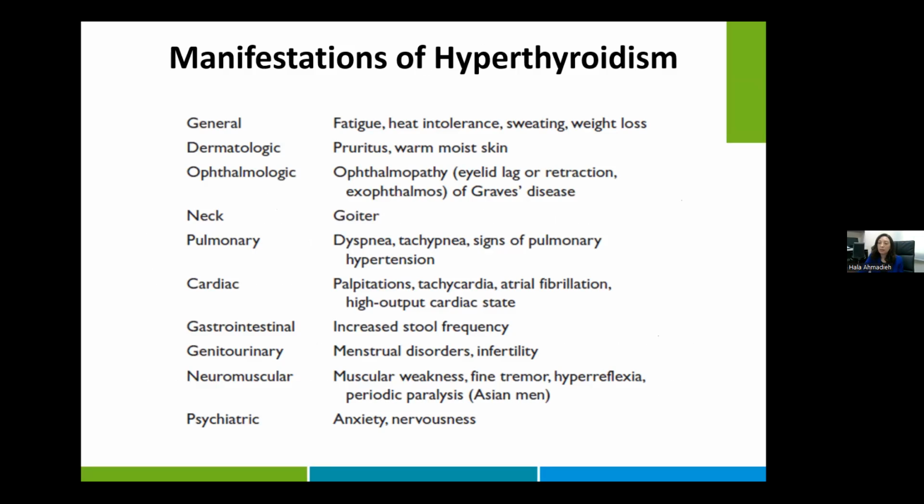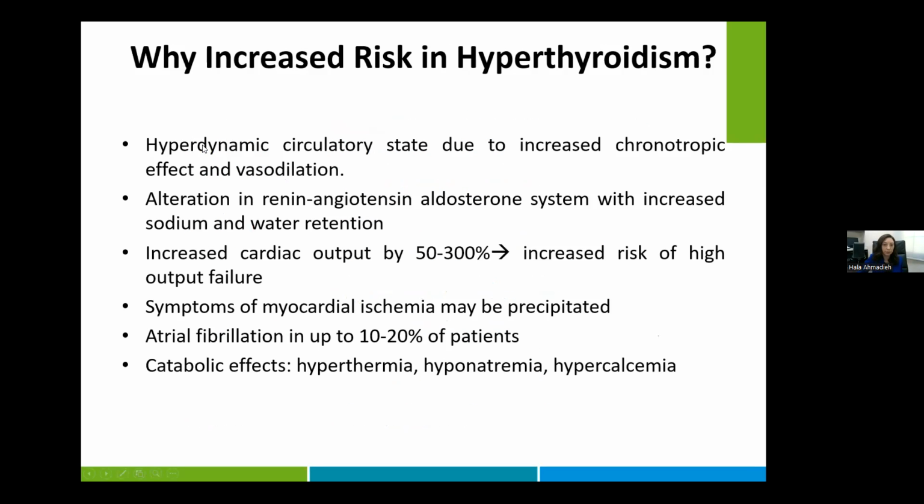Clinically, these individuals may have unexplained weight loss. They may have heat intolerance. They may have excessive sweating, feeling that their skin is often warm and moist. They may have ophthalmopathy, which is usually associated with Graves' disease. You may notice that they may have a goiter, they may have tachycardia, increased shortness of breath, the stool frequency may be increased, and females, again, may have menstrual irregularity. They may have increased anxiety and irritability and nervousness.